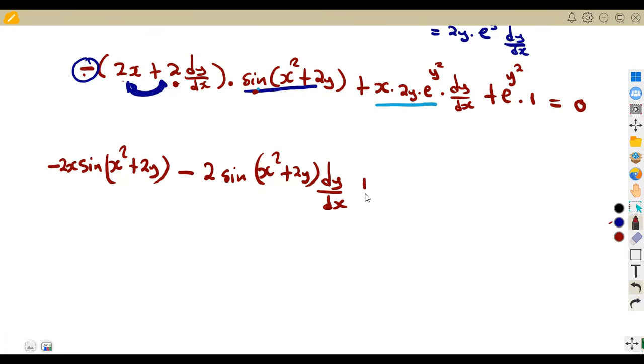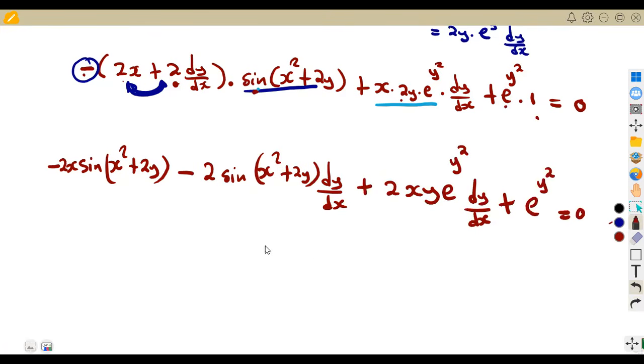So this is going to be plus, we can start with our constant 2, so it can be 2xy e to the exponent of y squared dy/dx. All right, that's dy/dx like this, plus e to the exponent of y squared times 1 is going to be e to the exponent of what? y squared, which is equal to 0. All right, so now we can see separately our dy/dx here and our dy/dx here.